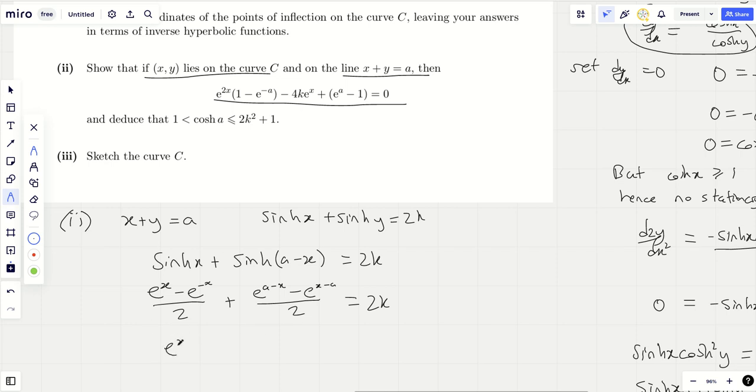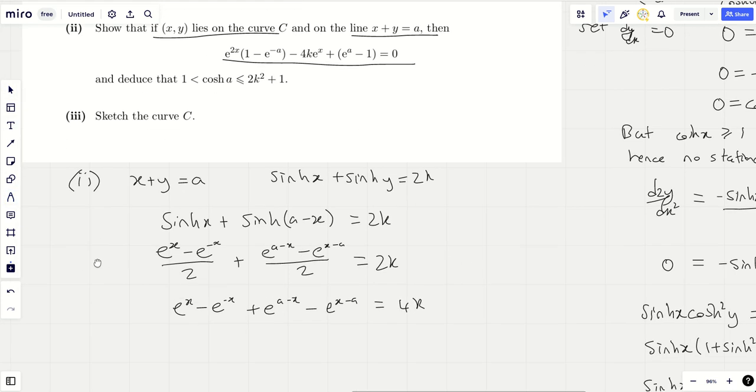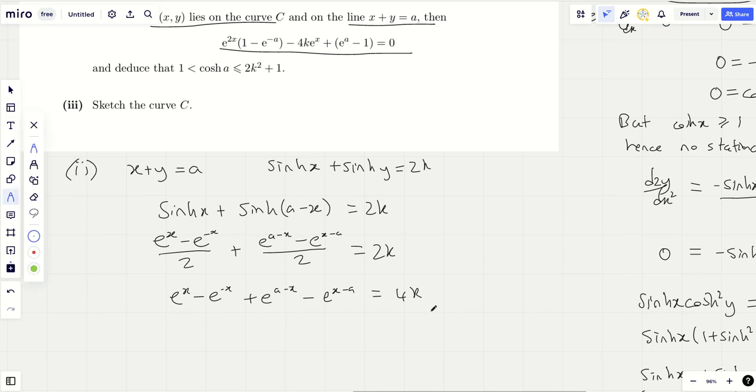Times everything by 2, you get e to the x minus e to the minus x plus e to the a minus x minus e to the x minus a equals 4k. That's looking good. We probably should have times by e to the x as well, because they've got 4k e to the x involved, so that's the little hint, isn't it? That will give me e to the 2x, so I'm timesing everything by e to the x, minus e to the 0, well that's 1, plus e to the, well, it's just going to be e to the a, and then this is going to be e to the 2x minus a, and that equals 4k e to the x. And from here I think we can go to the answer, because we've got an e to the 2x, and then an e to the 2x times by e to the minus a.